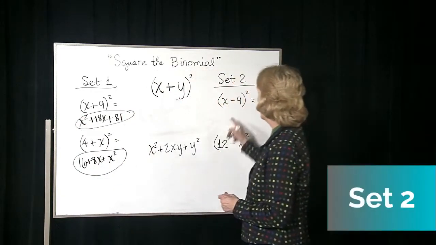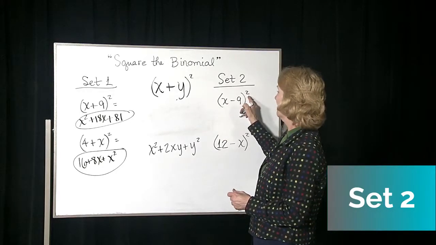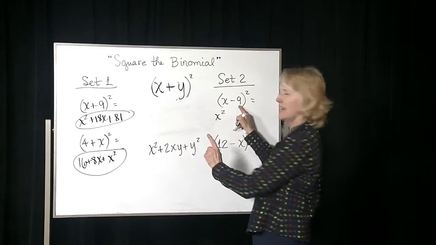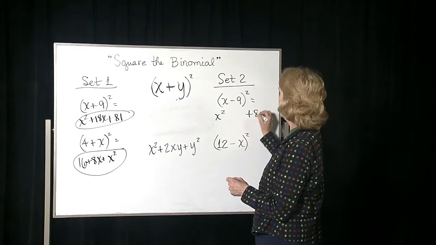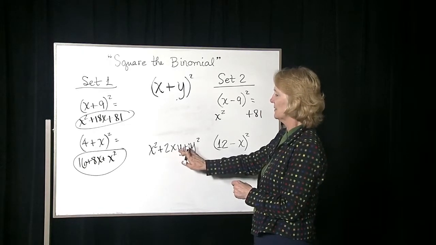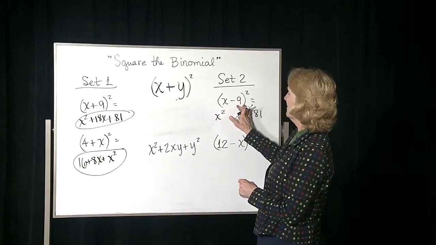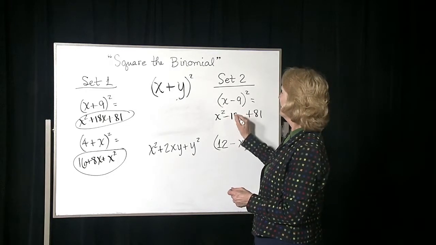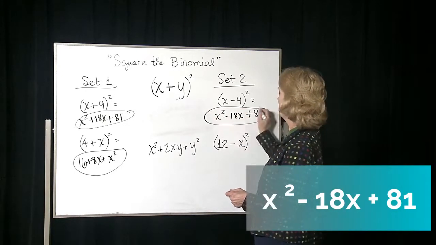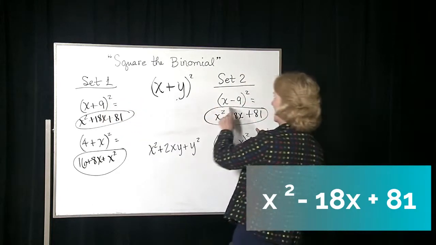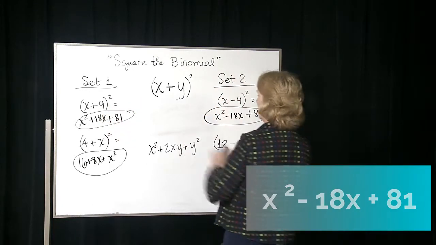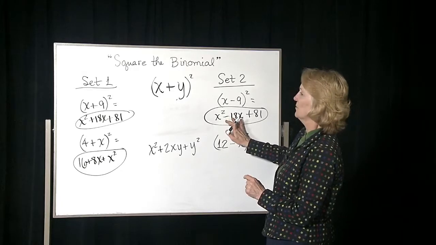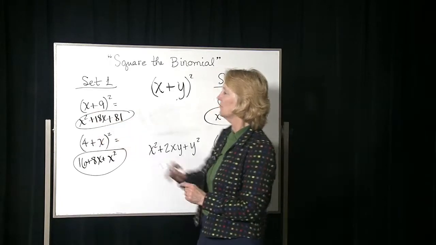Next one, if we have x minus 9 squared, we still get square of the first term, x squared, square of the last term, negative 9 times negative 9 is going to be a positive 81. Now we take the first times the last and double it. X times a negative 9, or think of it this way, negative 9 times x doubled gives us negative 18x. And we're done. Notice the x plus 9 squared and the x minus 9 squared are almost identical. The thing that has changed is the minus sign. There's a minus sign here, this will be minus. If there's a plus here, that will be plus.